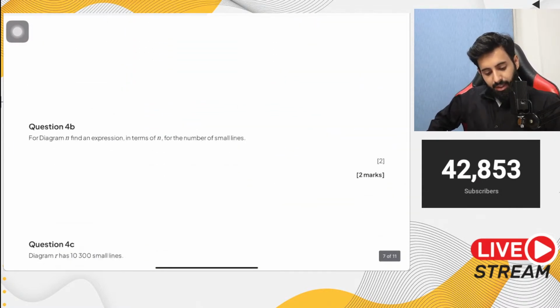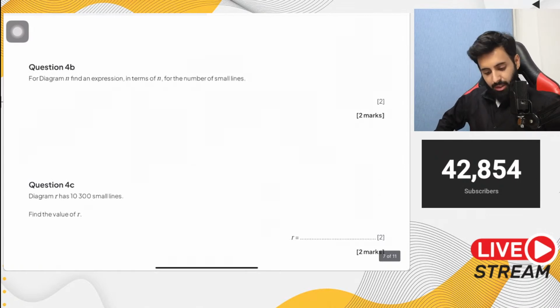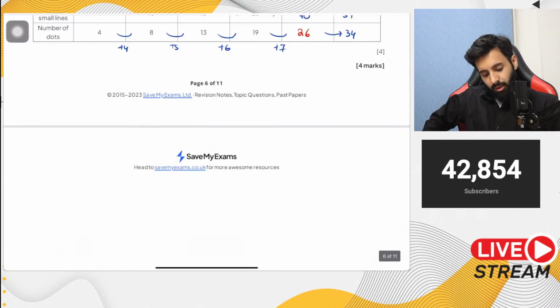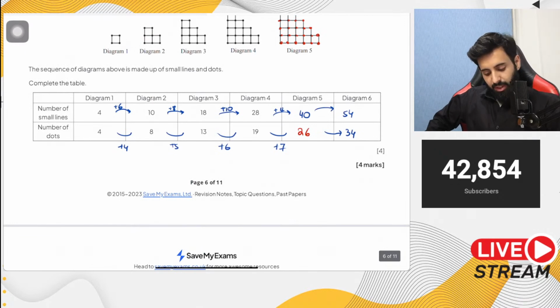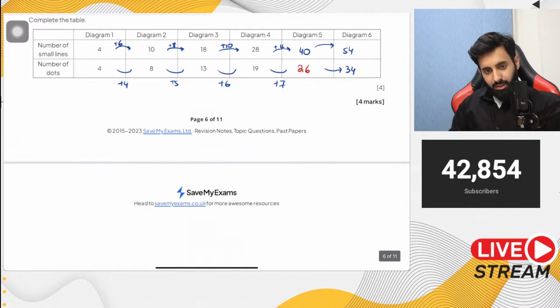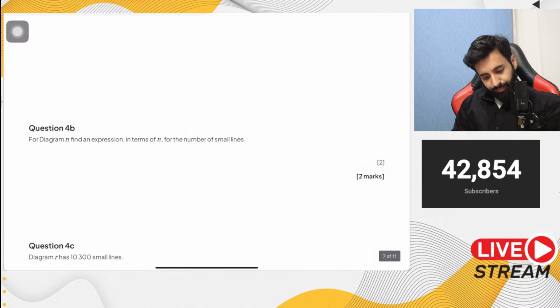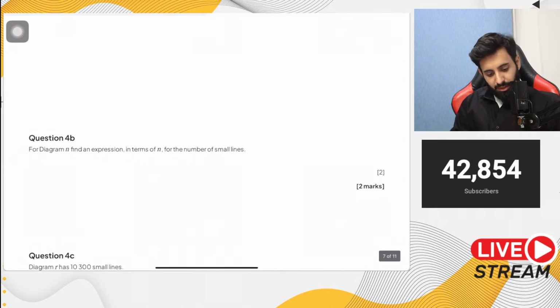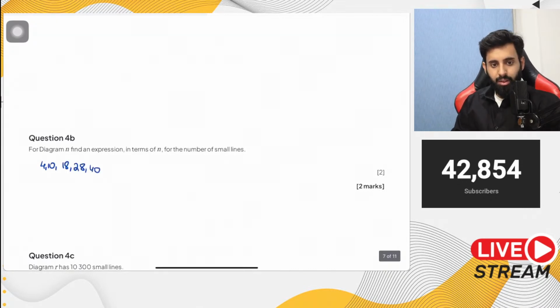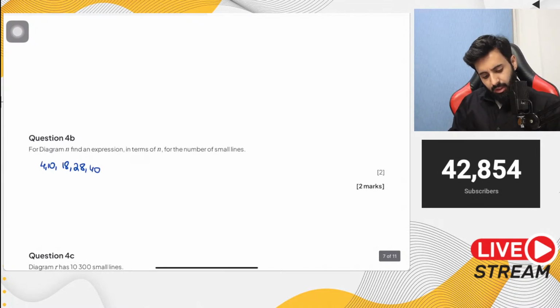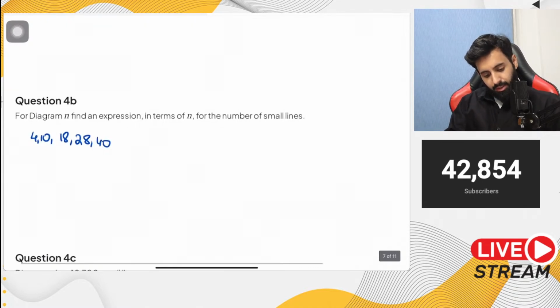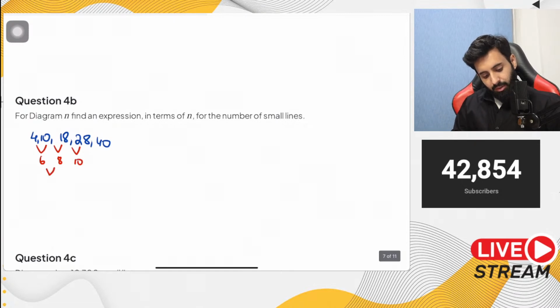Then it says, for diagram n, find an expression in terms of n for the number of small lines. So for the number of small lines, we have to find an expression. Let's write down the number of small lines: 4, 10, 18, 28, 40. So let's find the first difference. That is 6, then 8, then 10. That's enough information. And then the difference of the difference, that's 2, that's 2.